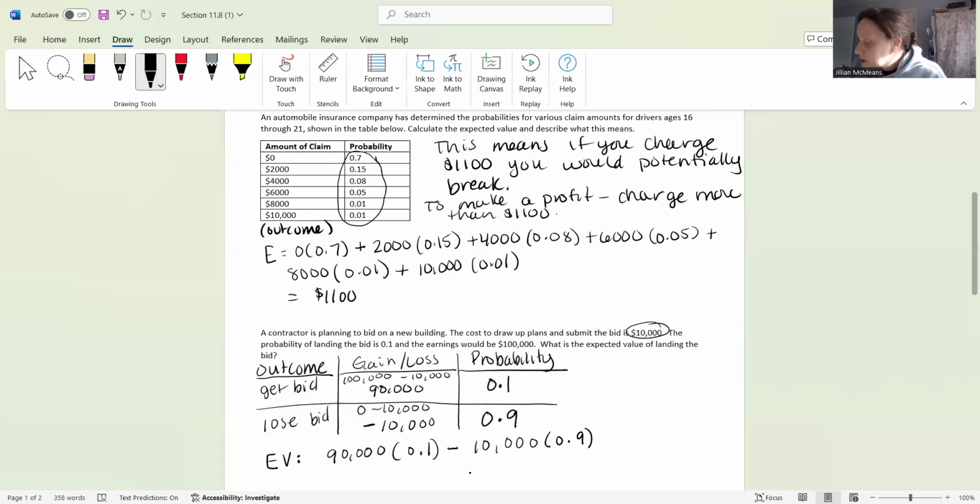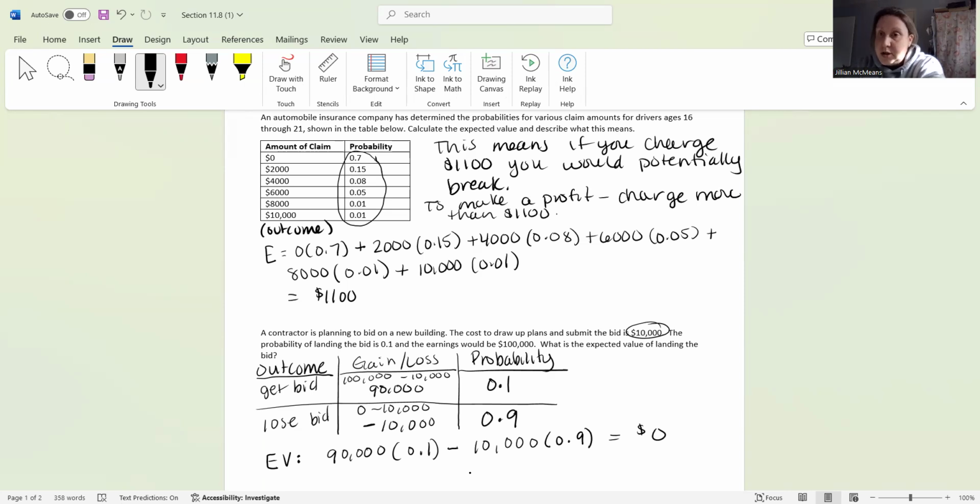All right, so the expected value here is $0. So that means there's not really a huge risk one way or the other. If you get the bid, don't get the bid, the outcome, if you did this over and over and over, let's say you had similar bids and you've done dozens and dozens of these over the years, and you calculate your earnings and your losses, you'd end up with an expected value of $0.